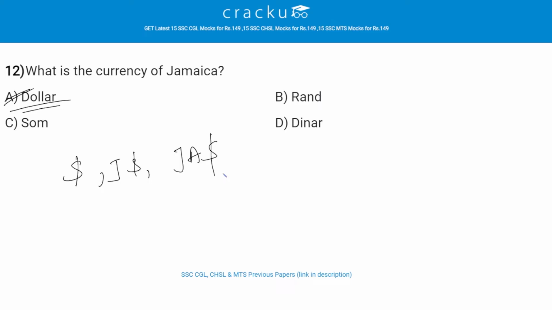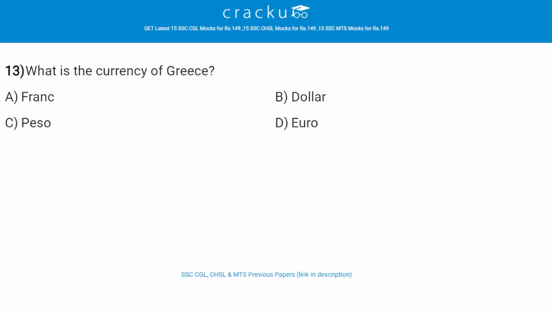What is the currency of Greece? The correct answer is D, that is euro. The euro is the official currency of 19 of the 27 member states of the European Union, and this euro is divided into 100 cents.